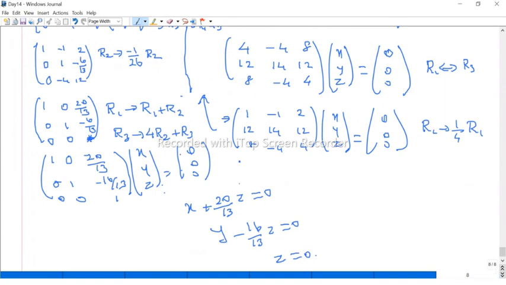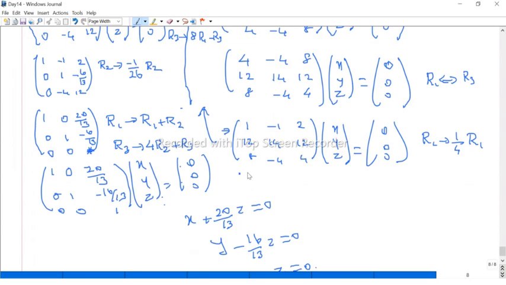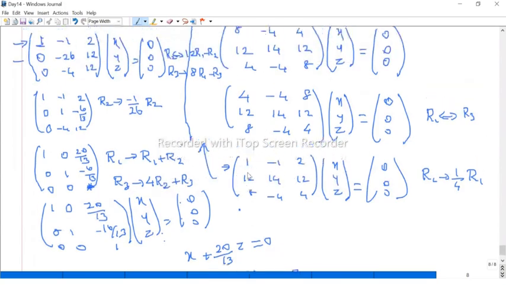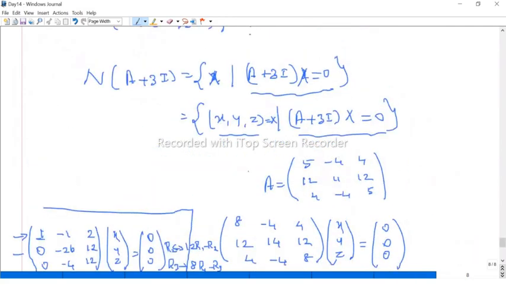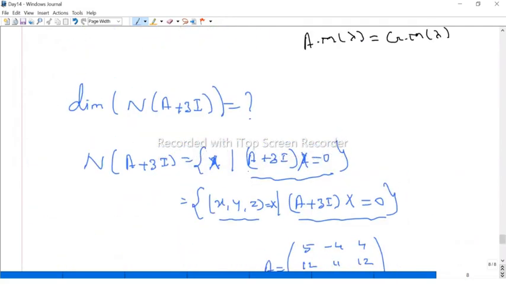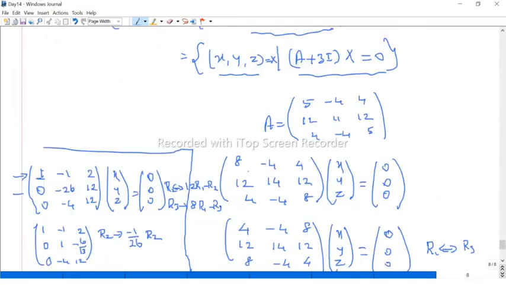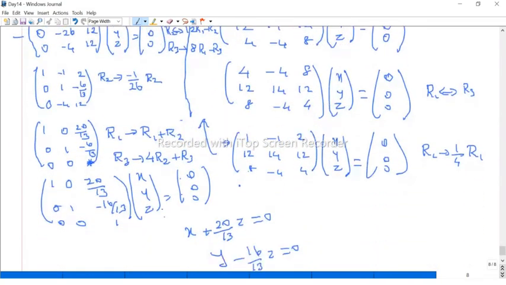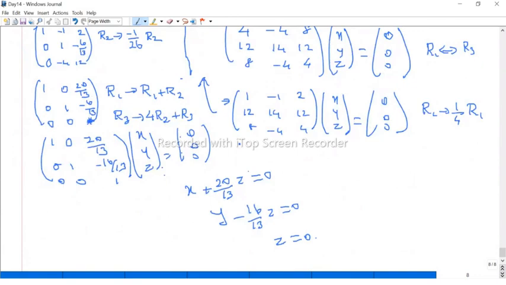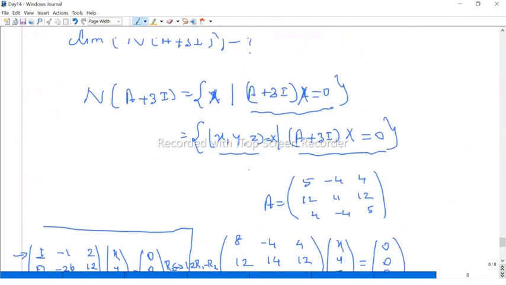Oh, I think we get only 0. Maybe I did some mistake. So suppose you get that, that means 0 is the only solution. No, it is not that 0 is the only solution. Maybe I made some mistake here. Okay, I don't know where I made the mistake. So you should get some non-trivial solution.